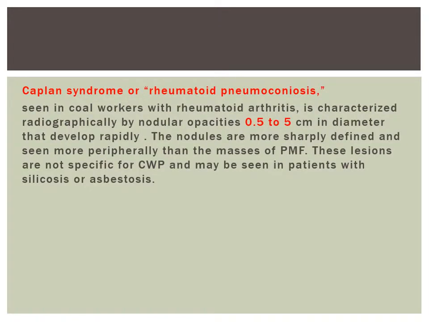Caplan syndrome, or rheumatoid pneumoconiosis, is seen in coal workers with rheumatoid arthritis. It shows nodular opacities ranging from 0.5 to 5 cm in diameter, which develop rapidly. The nodules are more sharply defined and seen more peripherally than the mass of PMF. These lesions are not specific for CWP and may be seen in patients with silicosis or asbestosis.